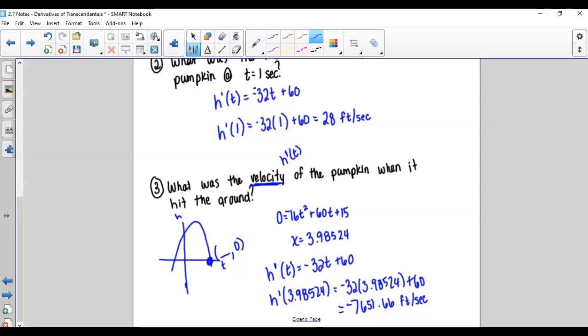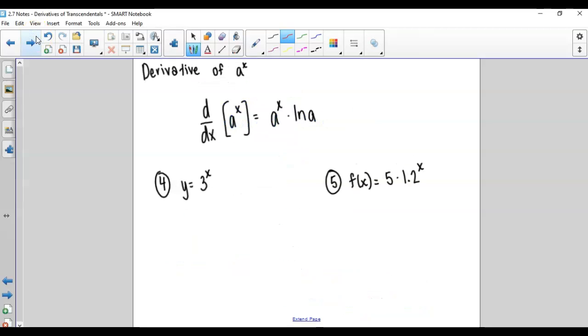And so velocity, remember, has a direction. So that's why we have a negative here. At this point, the velocity is negative because the pumpkin's on its way back down. So its velocity would be negative for this problem. Okay, let's go to our next problem.